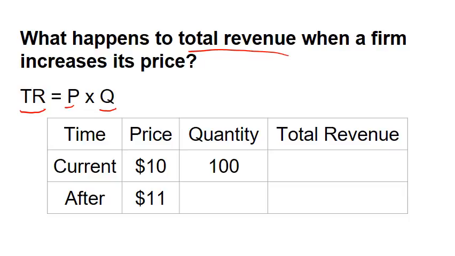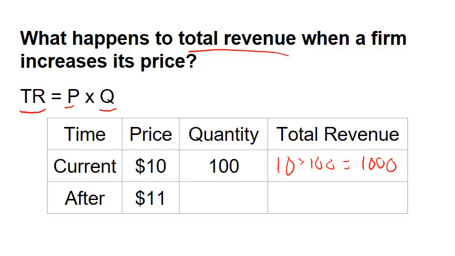Suppose that the current price of our firm is $10 and that it's selling 100 pizzas per week. This means that total revenue will be $10 times 100, which is $1,000 per week. Now the question is, what happens if the firm increases price to $11? The naive answer might be that the quantity stays at 100, and therefore that the total revenue is now 11 times 100, or $1,100.